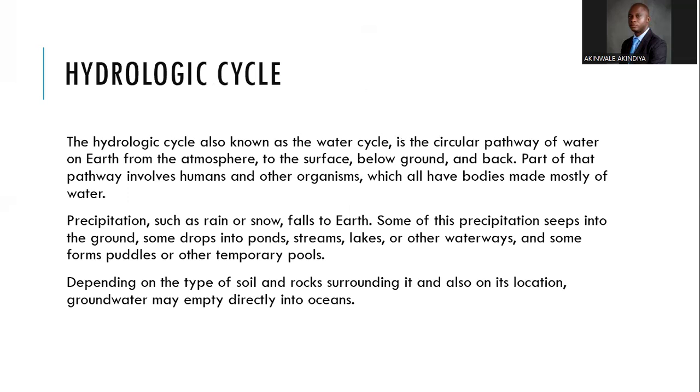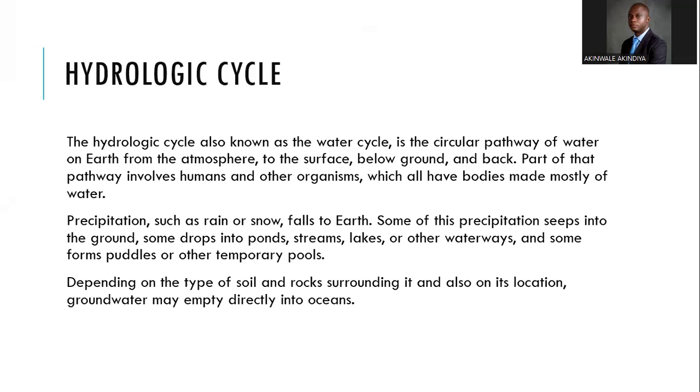The hydrologic cycle, also known as the water cycle, is the circular pathway of water on Earth from the atmosphere to the surface. Then some of it percolates below ground and also goes back. Part of the pathway involves humans and other organisms, which all have bodies made mostly of water. Like our body, for example, is mostly made of water. Even the earth is over 70% water.